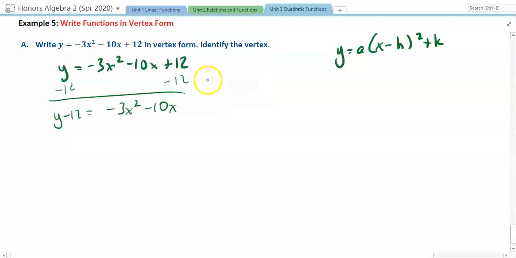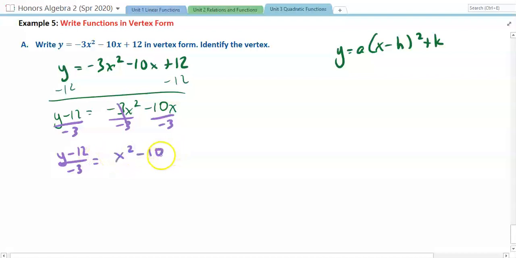I can divide both sides by the negative 3. So everything here is getting divided by the negative 3, and everything on this side will get divided by the negative 3. Now, there's a reason why I'm not dividing this into each individual piece. You'll see that in a minute. So we get (y minus 12) all over negative 3 is equal to x squared, actually plus 10 thirds x at this point, because a negative divided by a negative is positive. And so my b is equal to 10 thirds.